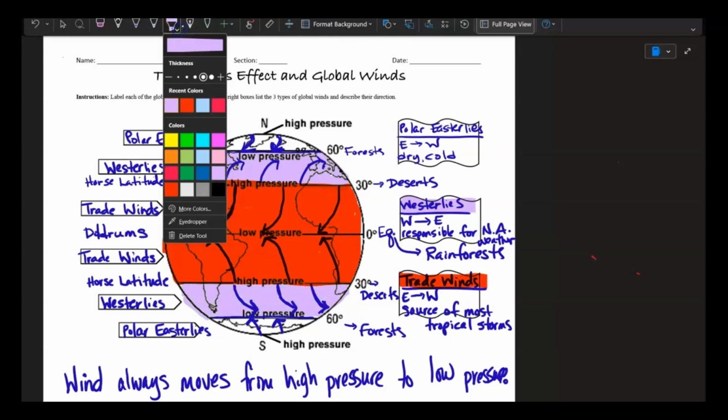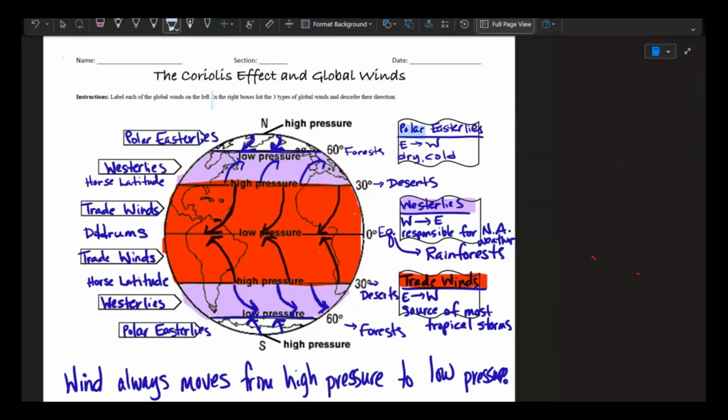And then we'll switch to blue for cold, our polar easterlies. They are up here at the poles. There we go. All right, polar easterlies, westerlies, trade winds. Those are our three main global wind patterns. And we know that wind always moves from high pressure to low pressure.